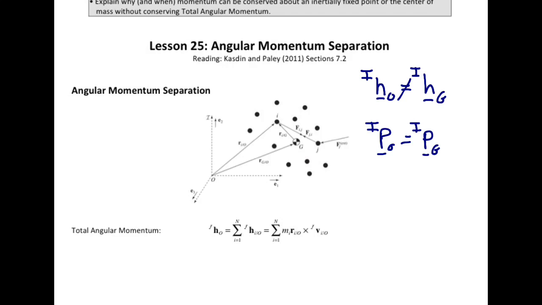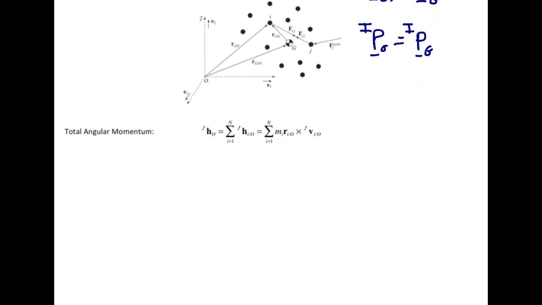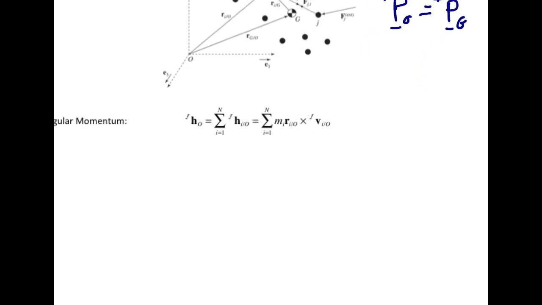But we can use this center of mass to our advantage. And so let's work out the expression so we can take this into consideration. If we start with our expression for our total angular momentum, then to get the total angular momentum, we're simply adding up the angular momentum of each individual particle about an inertially fixed point, and here we call it the fixed point O.